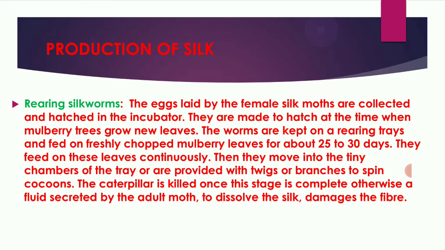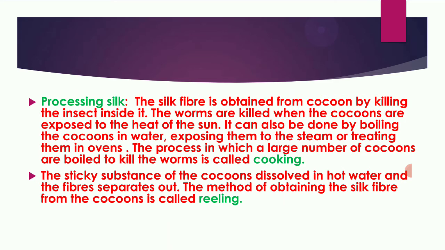The caterpillar is killed once the stage is complete. Otherwise, what will happen? The fluid secreted by the adult moth will dissolve that silk. So when they change into cocoons, these cocoons are killed. Otherwise, if they change into the adult silk moth, it secretes a fluid and the silk gets dissolved in that fluid.